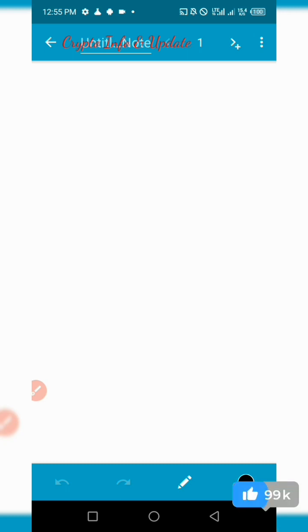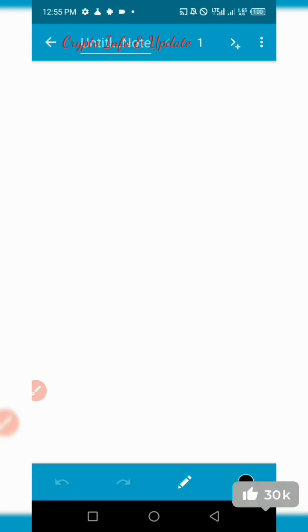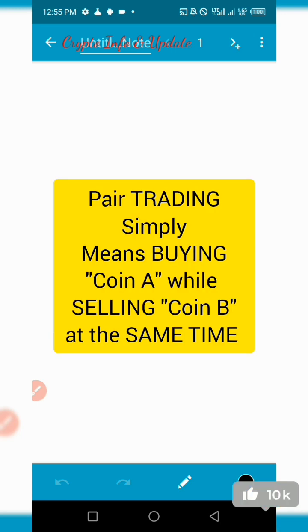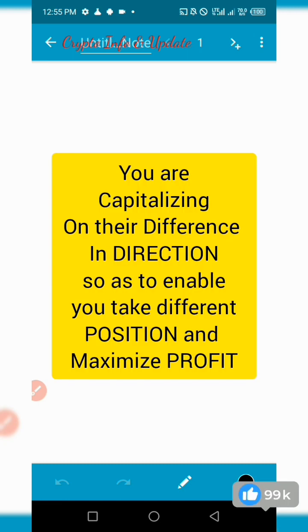What is pair trading? Before I begin illustrations, what is pair trading? Well, pair trading is you simply buying one currency and selling the other. In this case, what you are capitalizing on are the differences in terms of their positional direction.